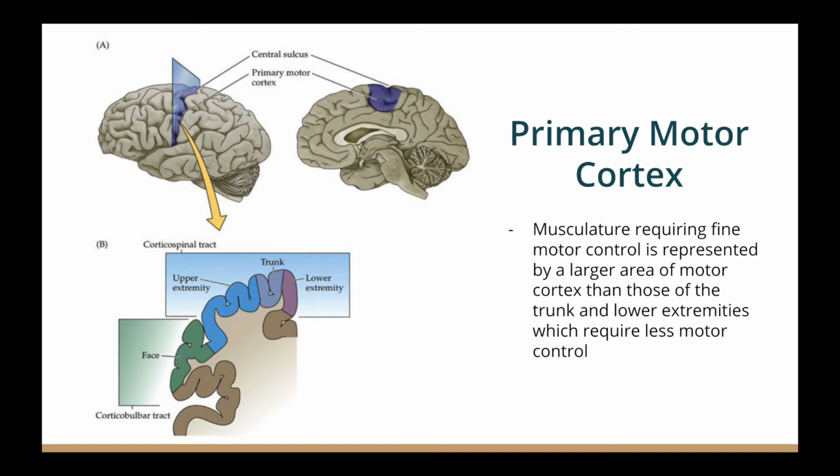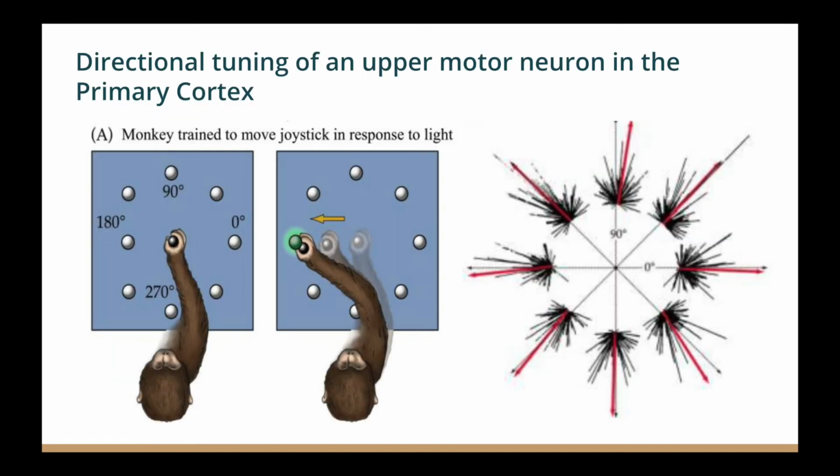So now we're going to go on to the directional tuning of an upper motor neuron in the primary cortex. So as you can see in these pictures, the picture on the left is showing a monkey moving an object either forward, down, right, or left. And then the picture on the right is kind of showing how neurons are firing in those same directions. So as you can see in figure 17.8a, which is the one on the left, the monkey's arm movement is being guided by a light.